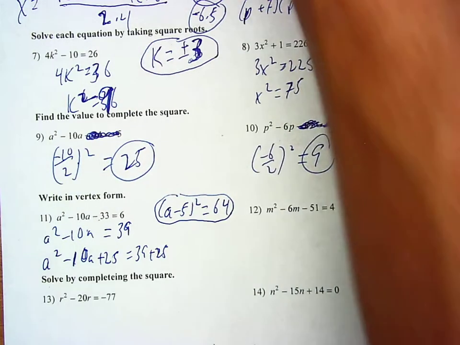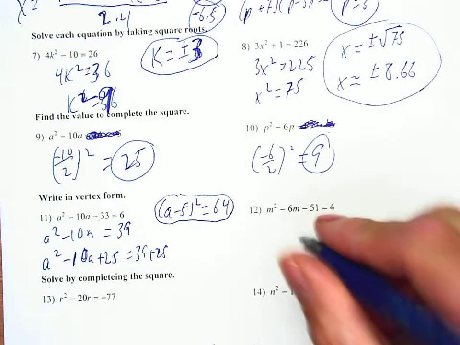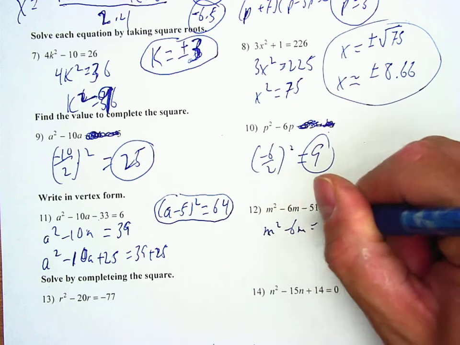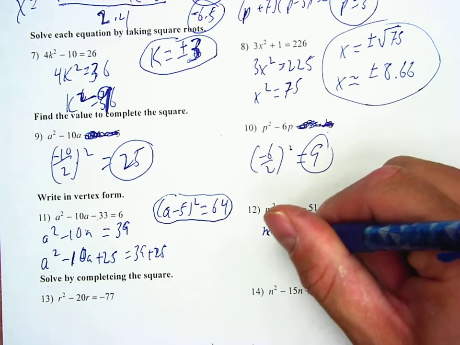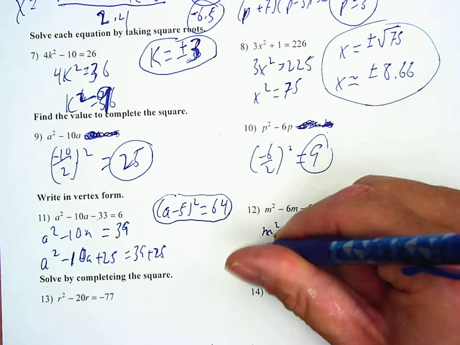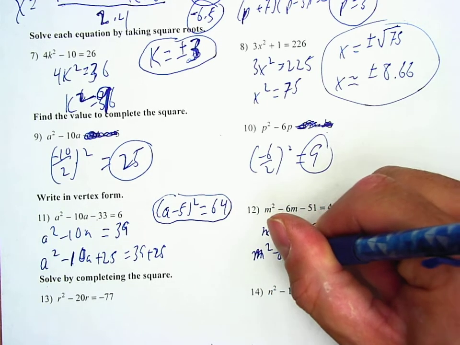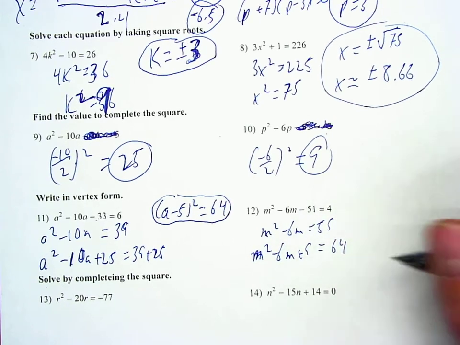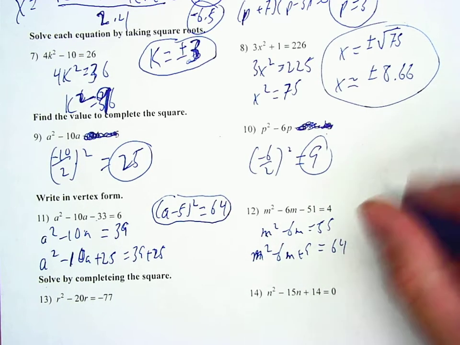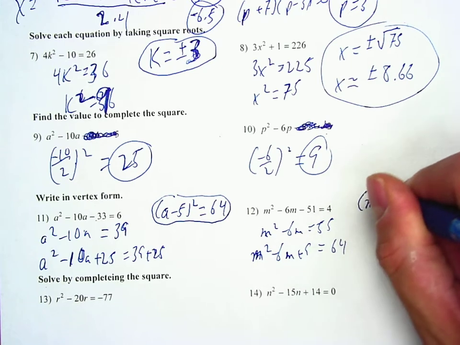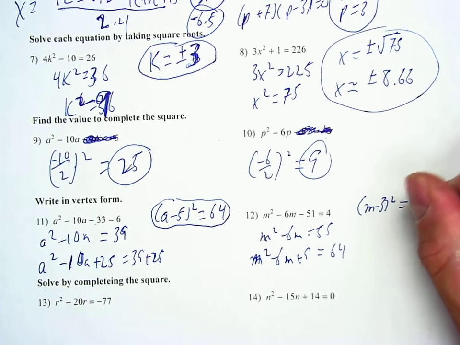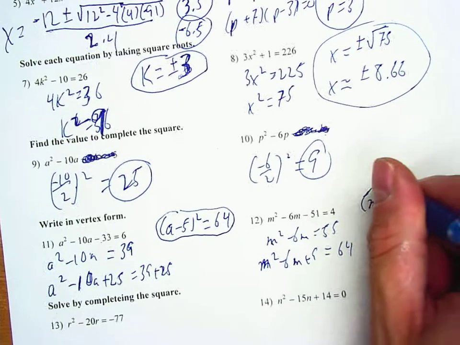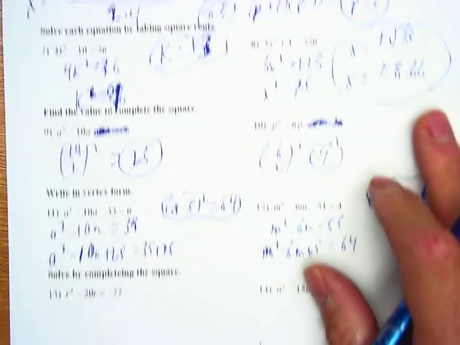All right. For the next one, same deal. Add the 51 over. m squared minus 6m is equal to 55. Then add 9 to both sides. m squared, because half of 6 squared is 9, minus 6m plus 9 is equal to 55 plus 9, which is 64. And then I can rewrite this as m minus 3 squared is equal to 64. And again, you can go through and solve it the rest of the way by square rooting both sides, but I'm not asking for that step on these two questions. I'm just asking you to do the first two steps.